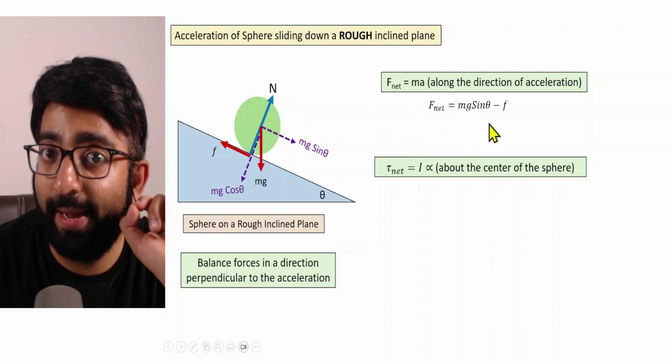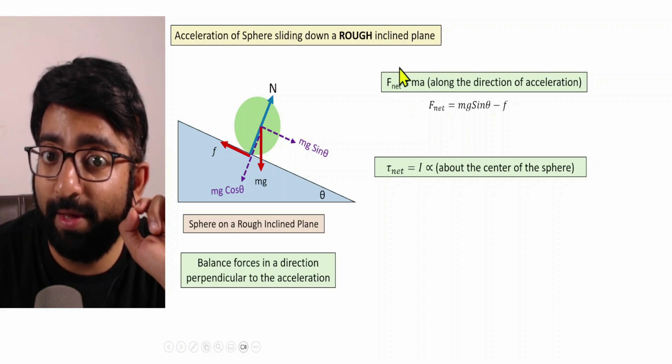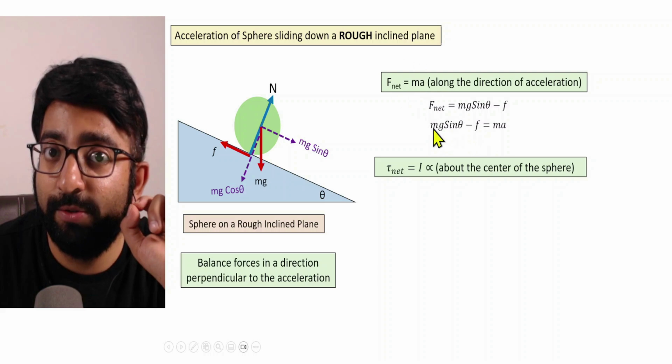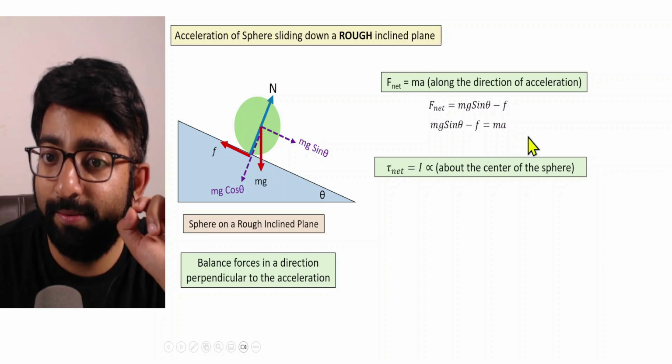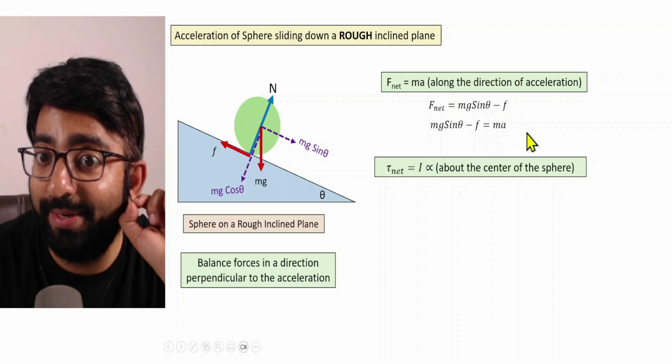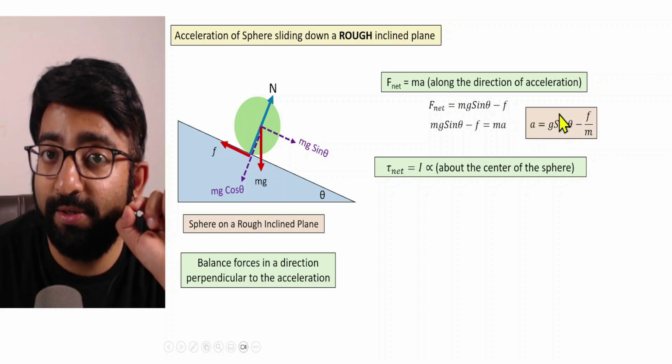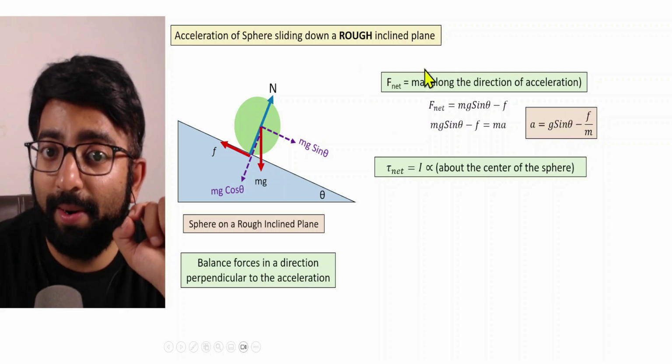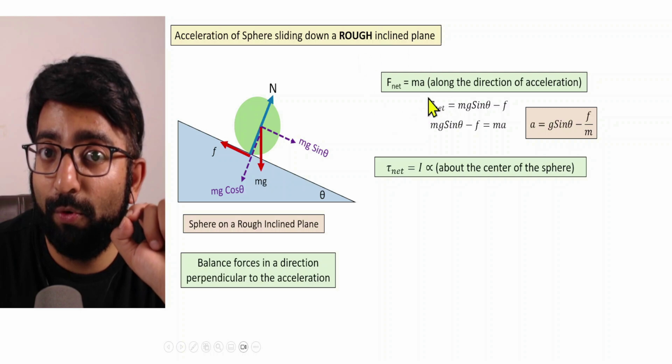So the net force will be mg sine theta minus f, and that we will equate with m into a. So mg sine theta minus f is ma, and from this equation, if we make a the subject, the linear acceleration a will come out as g sine theta minus f upon m. So this was step number one, applying Newton's second law for linear motion.